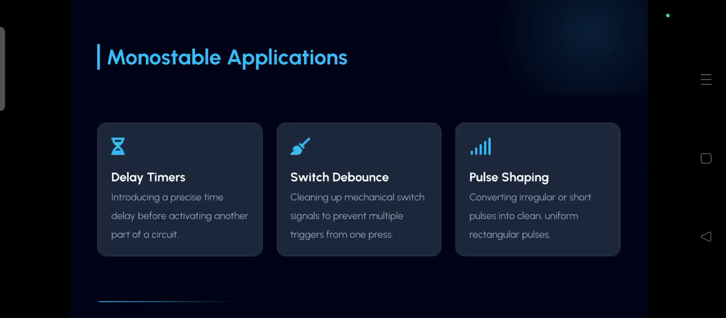The next one is the monostable applications. It is used in relay timers, switch debounce and pulse shaping. Pulse shaping means converting irregular or short pulses into clean, uniform and rectangular pulses.